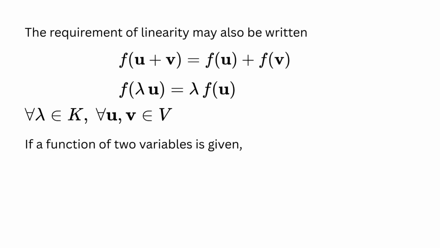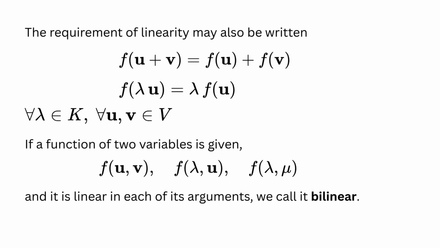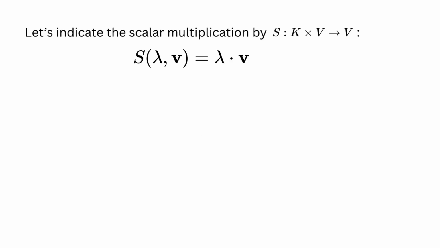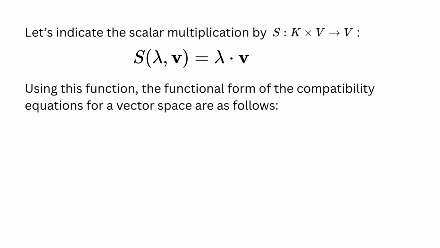If a function of two variables is given and it is linear in each of its arguments, we call it bilinear. I have claimed that the compatibility conditions for a vector space and an algebra can be interpreted as distributive, associative, and identity laws. However, we can see them in another way. Let's restore the function notation for the scalar multiplication and indicate it by s. Using this function, the functional form of the compatibility equations for a vector space are as follows.